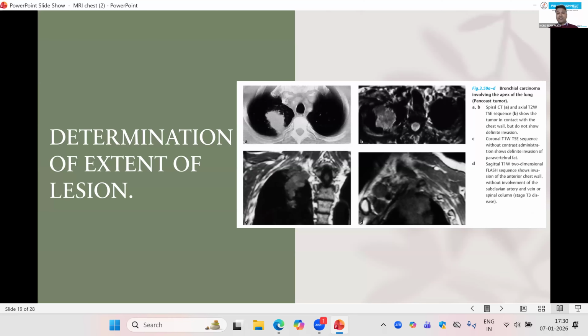So determining the extent of the lesion is very important. In the CT, for example, you can see there is a lesion, and on the contrast CT, you can see the lesion is there, but we cannot see the extent of the disease. And in the subsequent MRI, you can see that the lesion is invading the bone, but it's not invading any vessels right now. So that is very helpful to diagnose or stage the lesion by knowing the extent of the disease in the MRI.